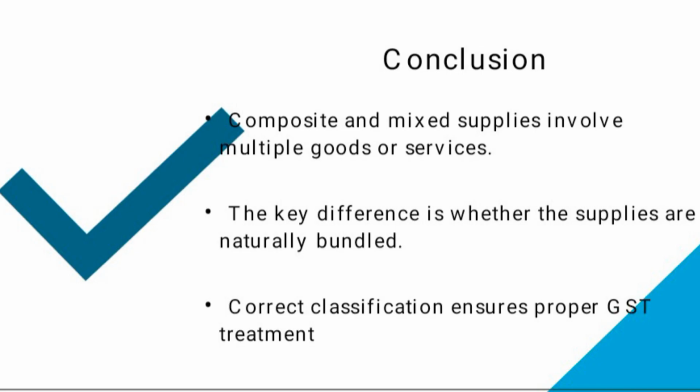Conclusion. What is the conclusion? Composite and mixed supply involve multiple goods or services. The key difference is whether supplies are naturally bundled or not. Composite supply is naturally bundled, mixed supply is not naturally bundled. Correct classification ensures proper GST treatment. Unless you correctly classify whether it is a composite supply or mixed supply, you cannot determine the tax rate. So correct classification ensures proper GST treatment.